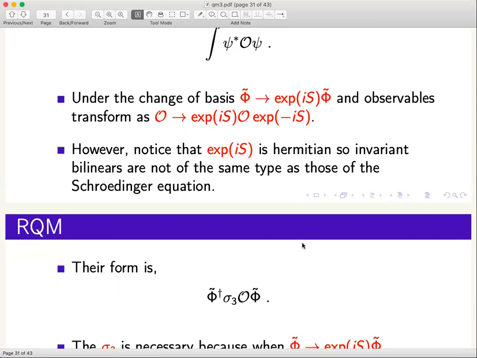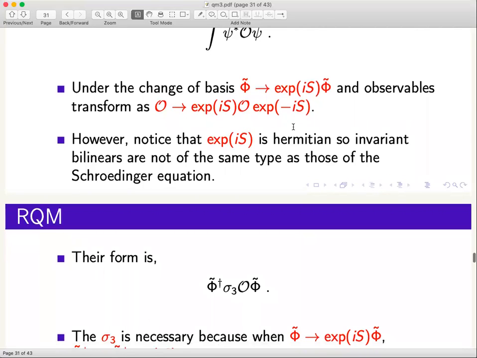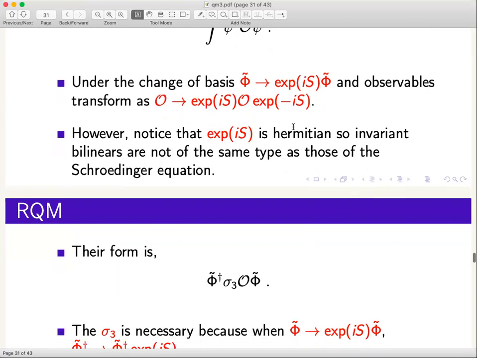Could you please repeat? Your voice got cut. I said that these two statements, phi tilde transforms this way and O transforms this way, are actually independent of how phi tilde dagger would transform. Oh, okay, I see it now.